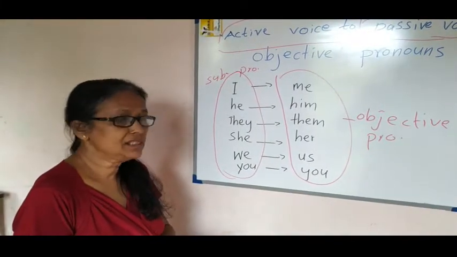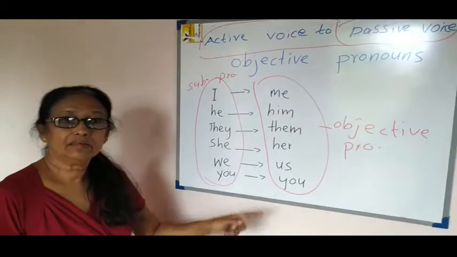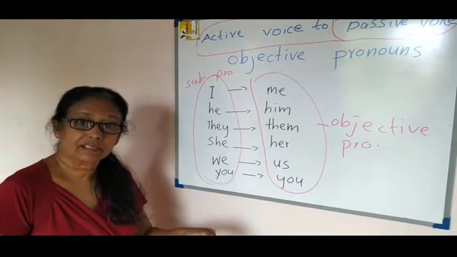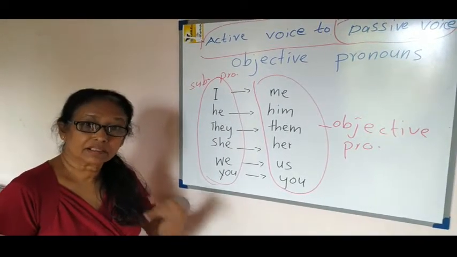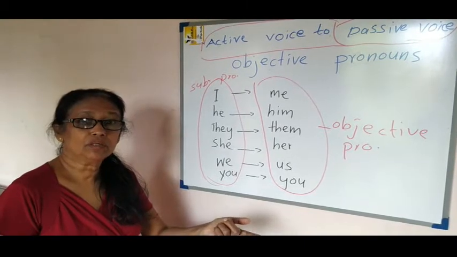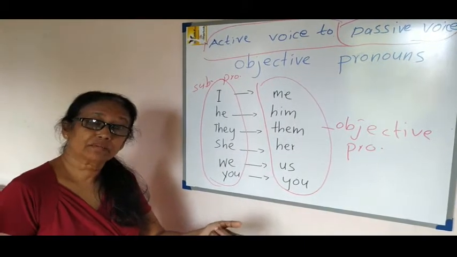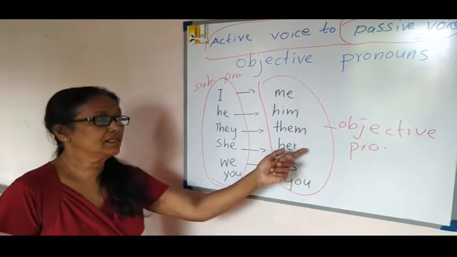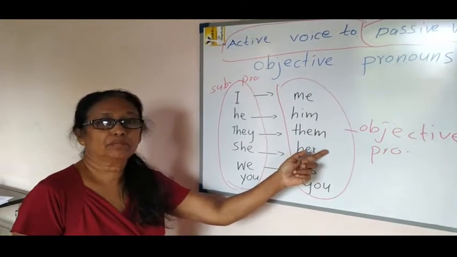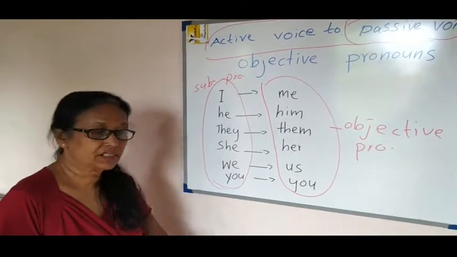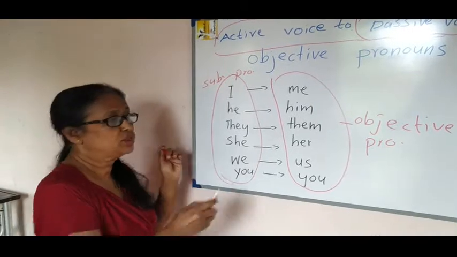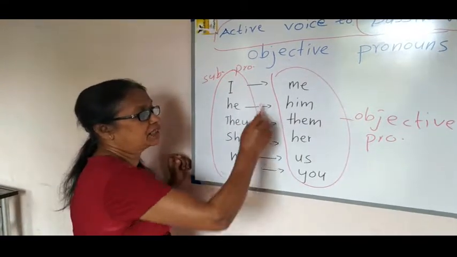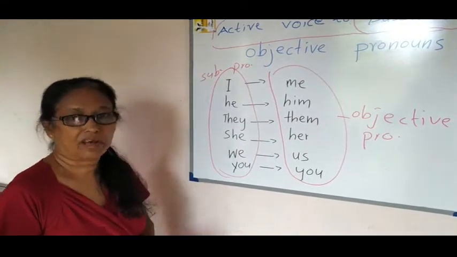Understood, my dear students? When an active voice sentence turns to passive voice, the object becomes the subject. So you should know these objective pronouns, right?